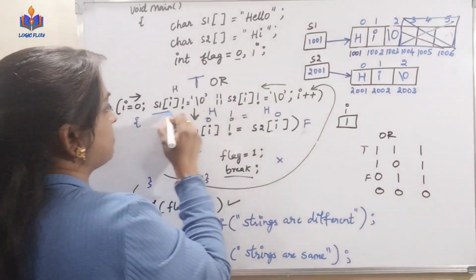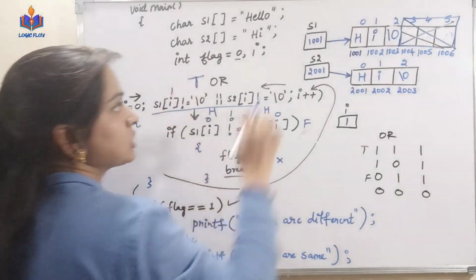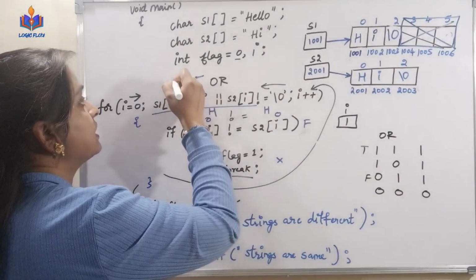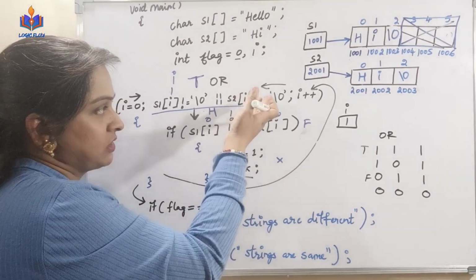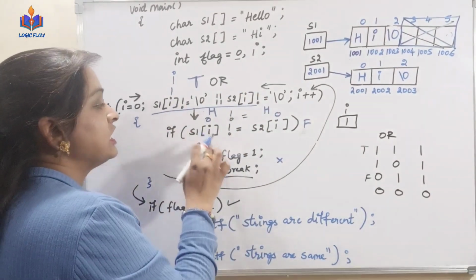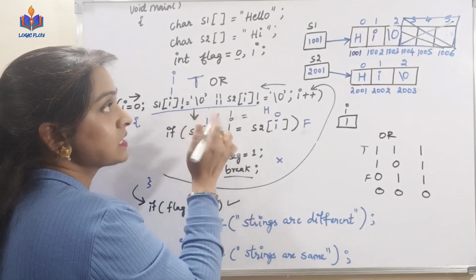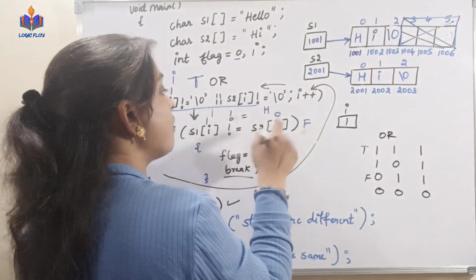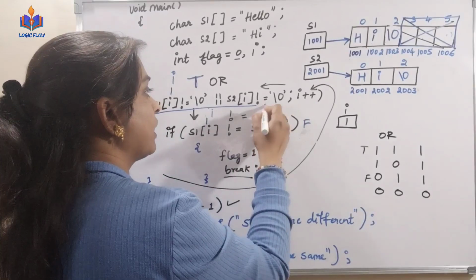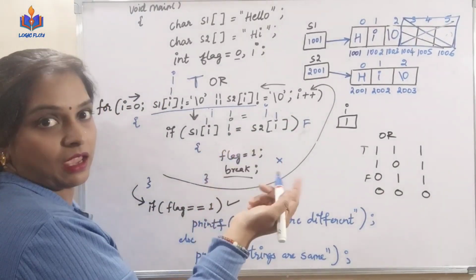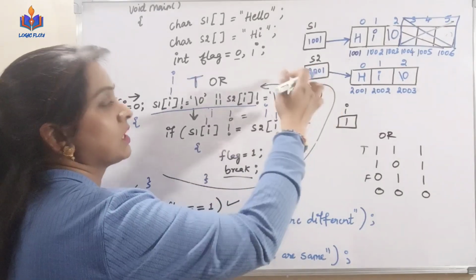This is the complete condition. Check the condition. S1 of 1. S1 of 1 is having I. Is I not equal to null? Yes, it is not equal to null. It is having a character. You need not check this condition. Just get inside the block. S1 of i means 1. S1 of 1 means what? It is I. S2 of 1 means what? S2 of 1, it is also I. I not equal to I? Again, condition false. That is equal. So this block will not be executed. i gets progressed. i increments.